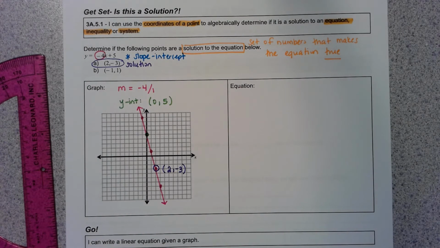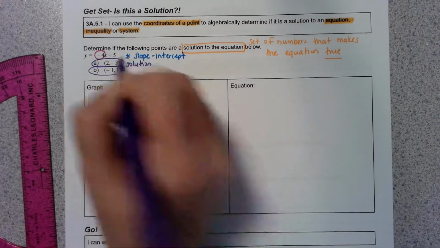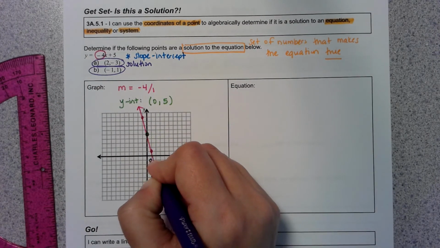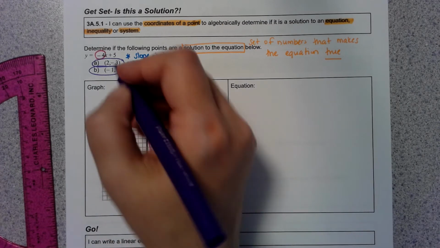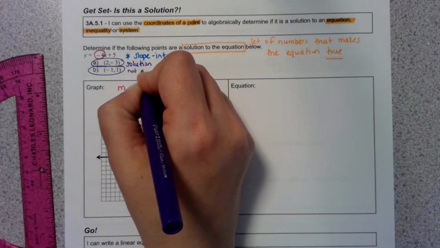Now, if I wanted to check to see if the point 1, -1 is or is not a solution, I would find the point 1, -1 on the graph, which is right here. Since that point is not one of the points I graphed and the line does not go through that point on the graph, I would say this is not a solution.